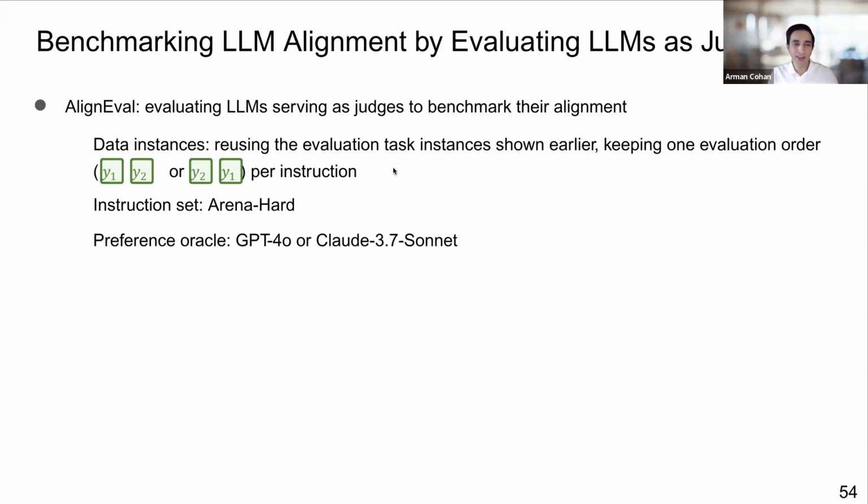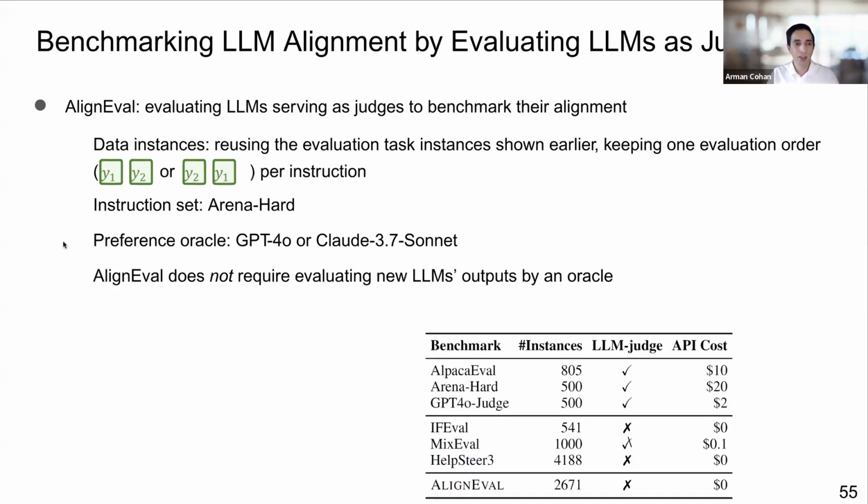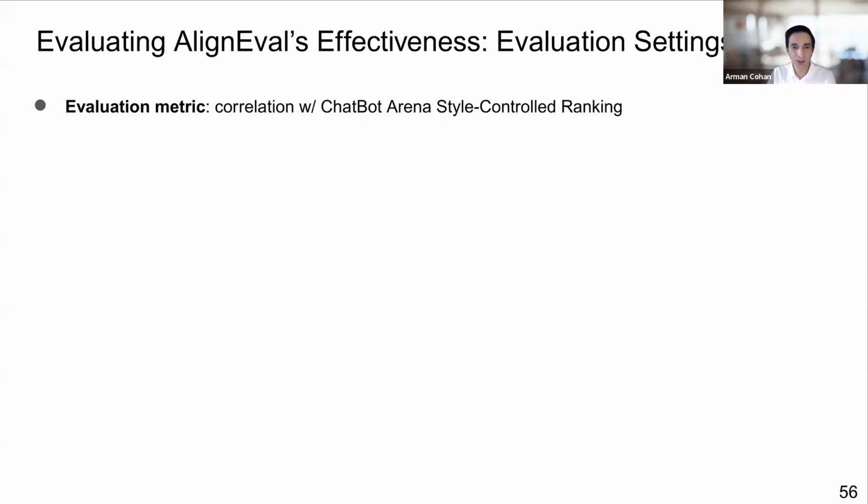So the data instances, importantly, we can reuse the evaluation task instances that we obtain, and we don't need to generate them again. The instruction set we take from an existing data set, Arena-Hard, and for the preference oracle, we use GPT-4o or Claude Sonnet, which were strong models at the time of the experiments. What's important is that Align-Eval does not require an oracle to evaluate the LLM outputs. For example, if you come up with a new model and want to evaluate it, you don't need to send its output to GPT-4o for evaluation anymore. That's why the cost of evaluation is zero in terms of API costs.